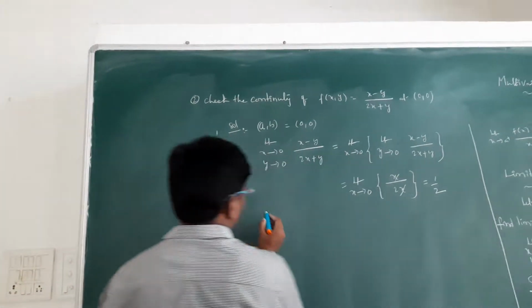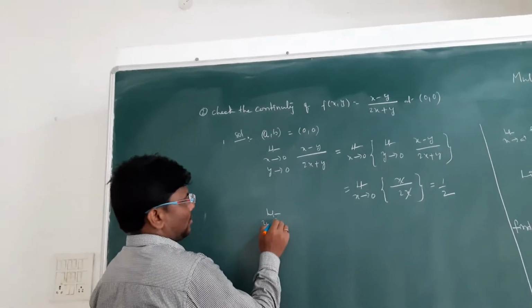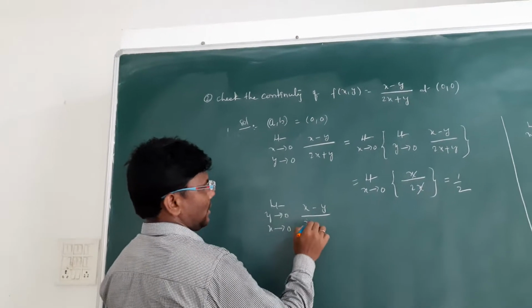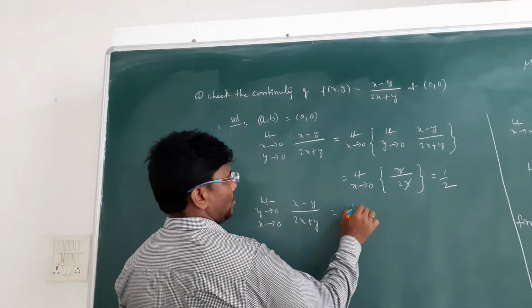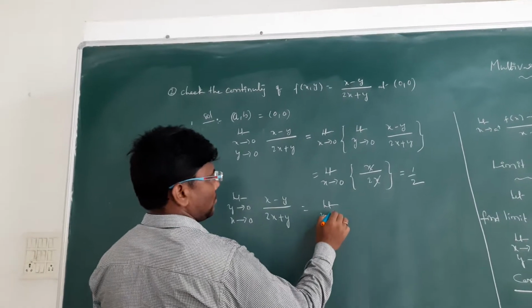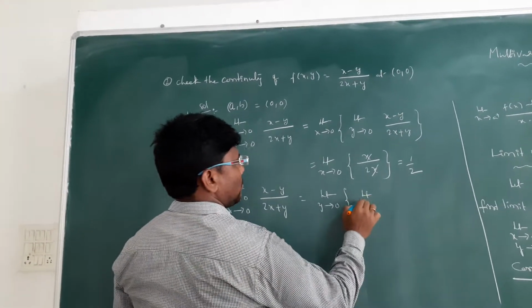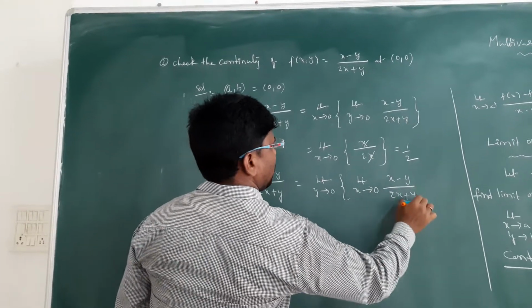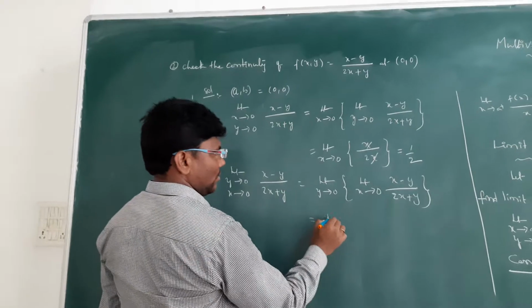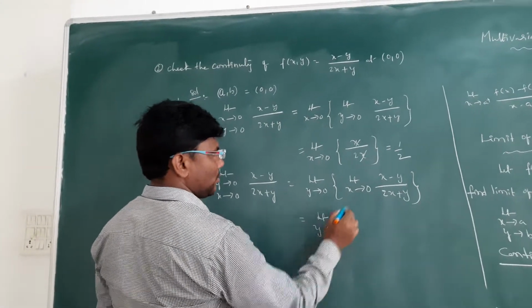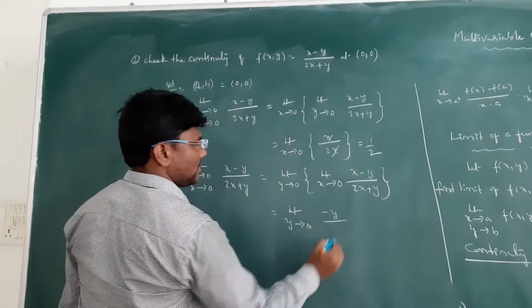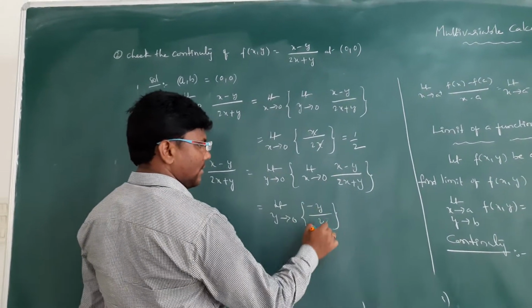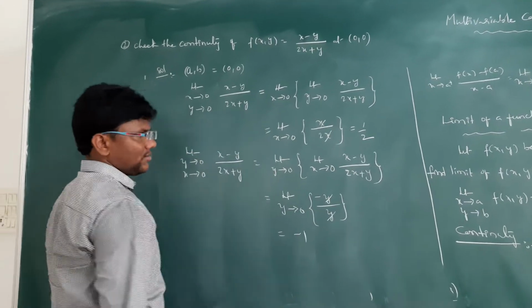Next, limit y tends to 0, x tends to 0, x minus y by 2x plus y is equal to limit y tends to 0, limit x tends to 0, x minus y by 2x plus y, that is equal to limit y tends to 0. Substitute x value, x value is 0, we get minus y by y. The y's get cancelled, the answer is minus 1.